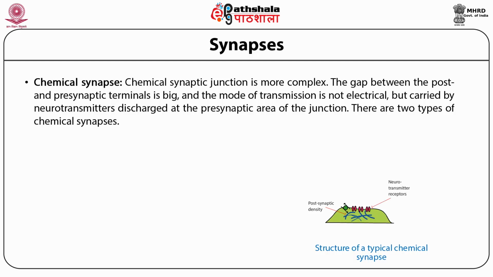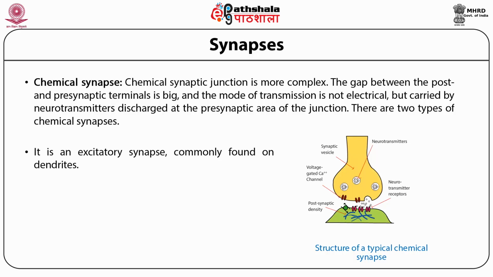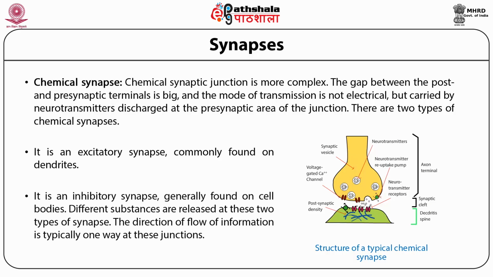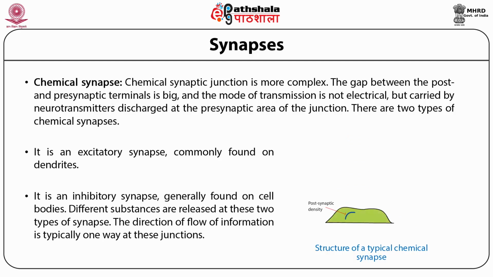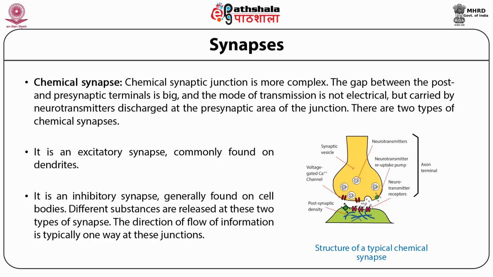There are two types of chemical synapses. The first one is an excitatory synapse, commonly found on dendrites, and the next one is an inhibitory synapse. It is generally found on the cell bodies. Different substances are released at those two types of synapses. The direction of flow of information is typically one way at these junctions.